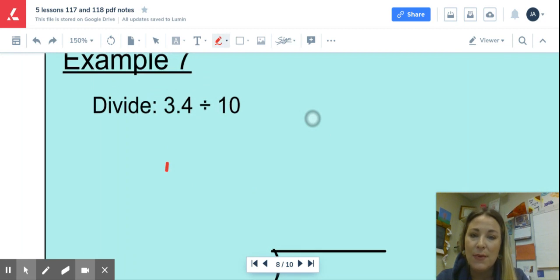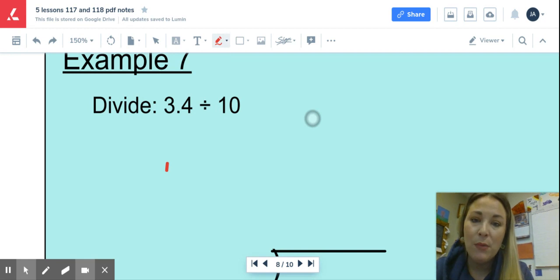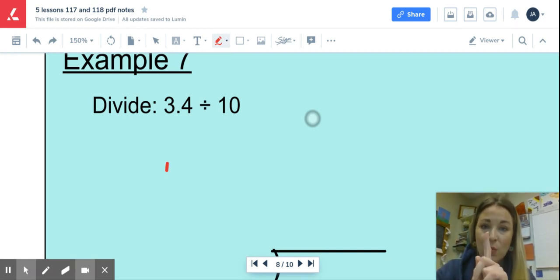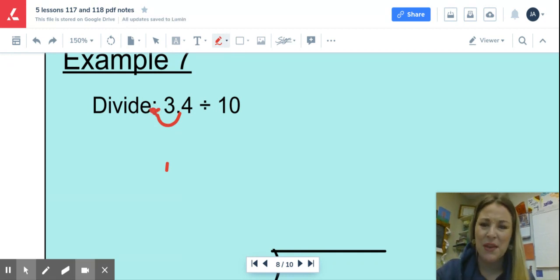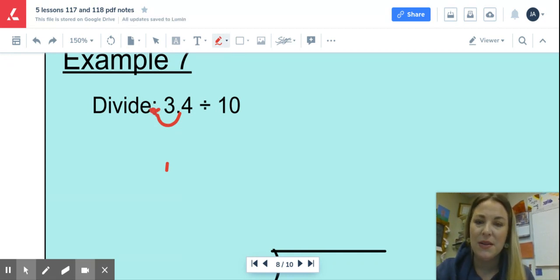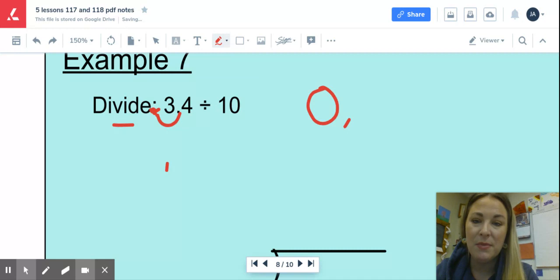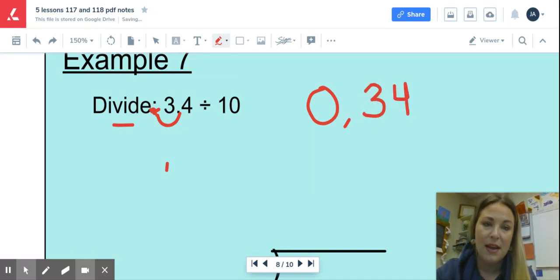So take a look right now. We have 3.4 or 3 4/10. When we're dividing by 10, 10 has 1 0 in it. So we're going to move our decimal 1 space to the left. So now if our decimal's over there, I have to fill in some zeros. So if my decimal's here and there's nothing in front of it, I have to fill it in with a 0. My new answer becomes 0.34. And of course, that is read as 34 hundredths.